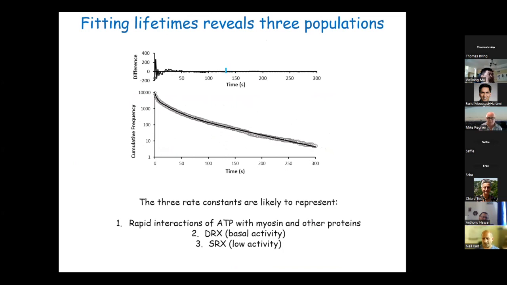If we take all of these attachment events and we plot their lifetimes as a cumulative decay plot, we get this relationship, as you can see here. I will point out that this is on a logarithmic scale, and anything plotted on a logarithmic scale versus linear time that is non-linear, i.e. there's a curve to it, tells us there's multiple exponential processes. We found the best fit to this to be three exponential processes. And we think that the three different processes reflect, first of all, rapid interactions of ATP with myosin and/or other proteins. And there is evidence for this.